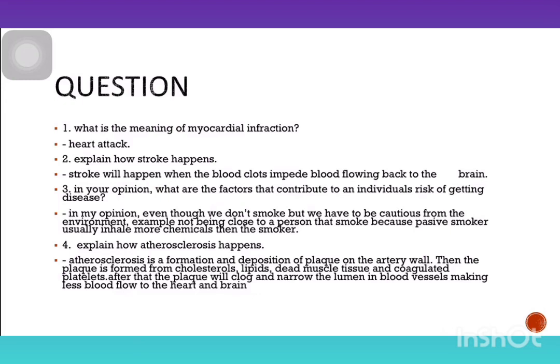Number 4, last question. Explain how atherosclerosis happens. Atherosclerosis is a formation and deposition of plaque on the artery wall. The plaque is formed from cholesterols, lipids, dead muscle tissue, and coagulated platelets. After that, the plaque will clog and narrow the lumen in blood vessels, making less blood flow to the heart and brain.